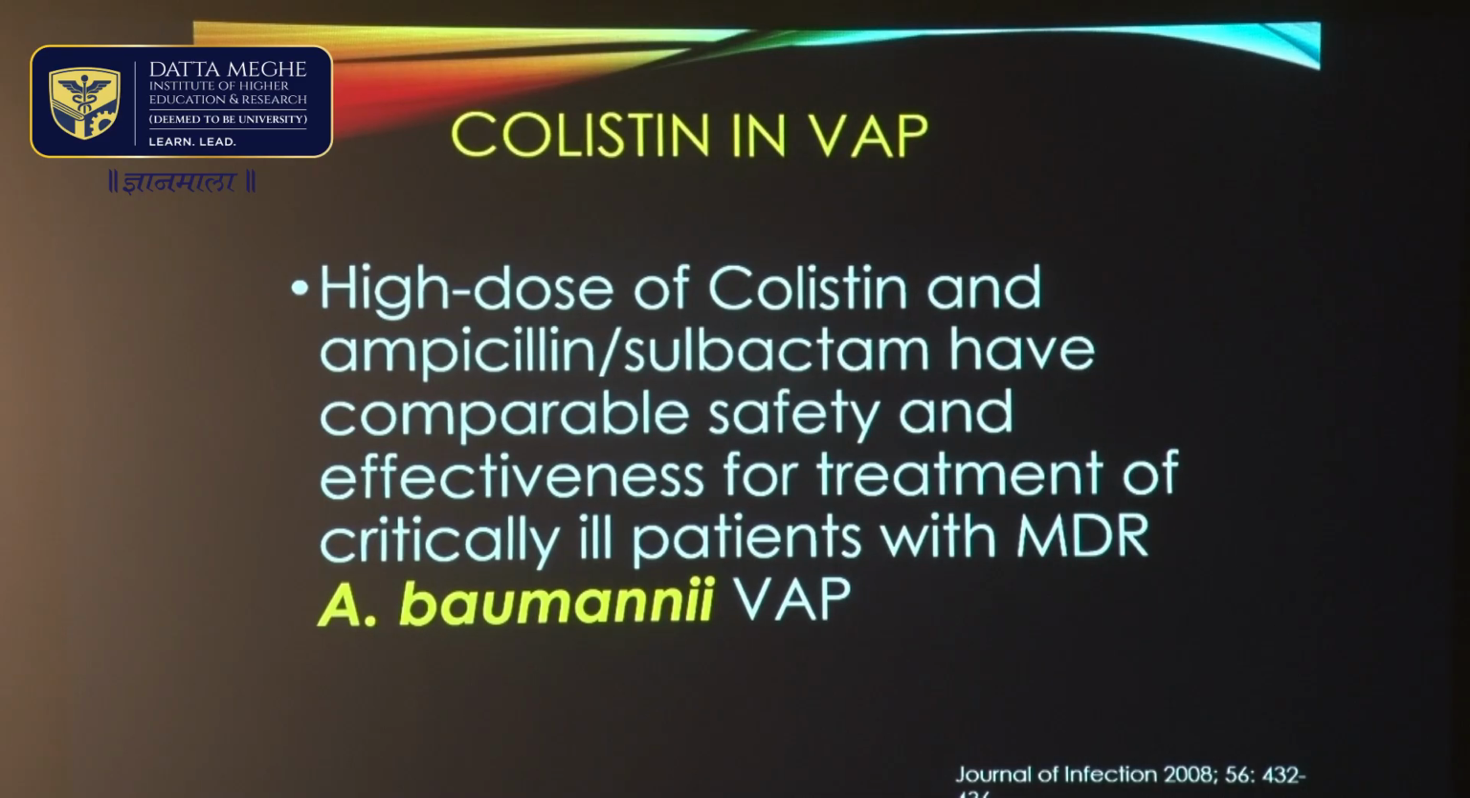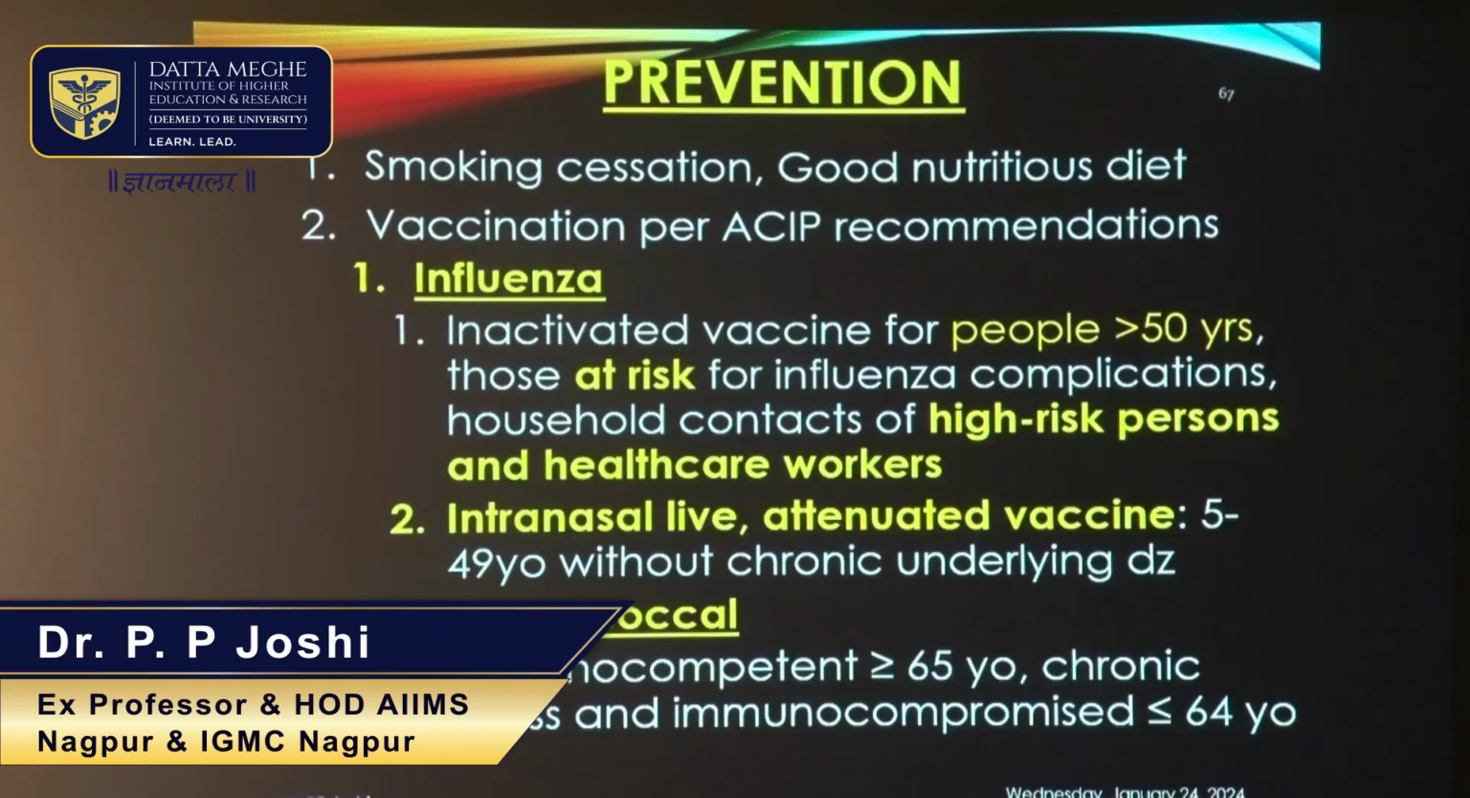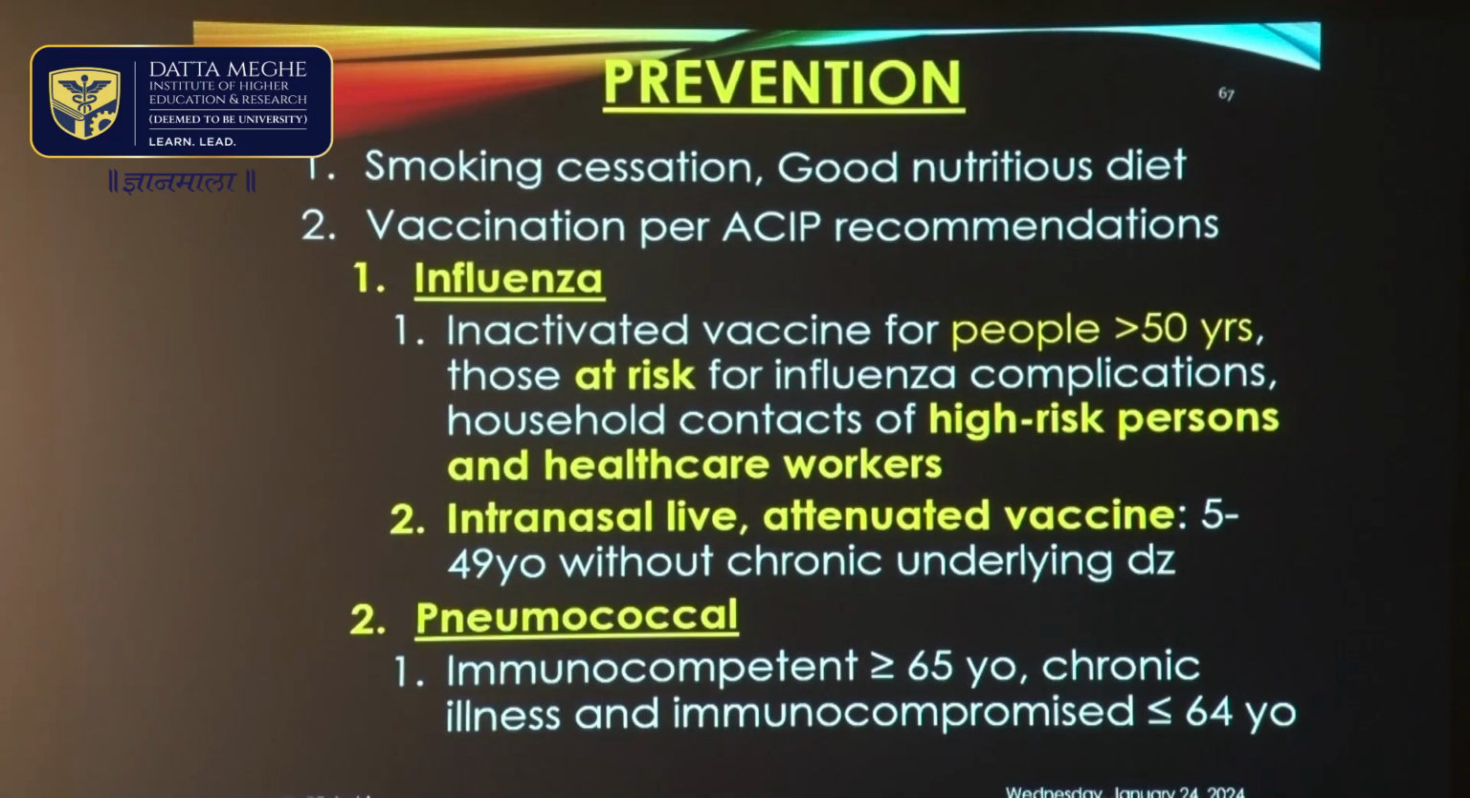High dose colistin and ampicillin sulbactam have comparable safety and effectiveness for treatment of critically ill patients with Acinetobacter baumannii infections, VAP. So, this is an important drug which we have for VAP. Now, prevention is very important. For prevention of pneumonia, we ask the patients to stop smoking, give a good nutritious diet, and vaccinations as per the recommendations have to be given.